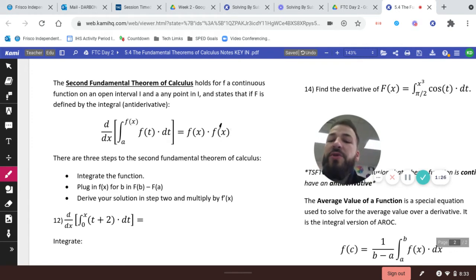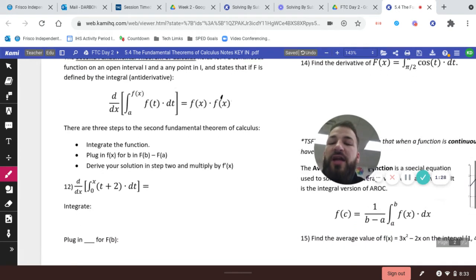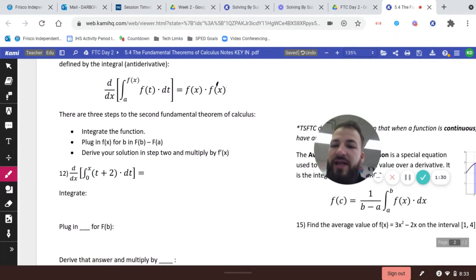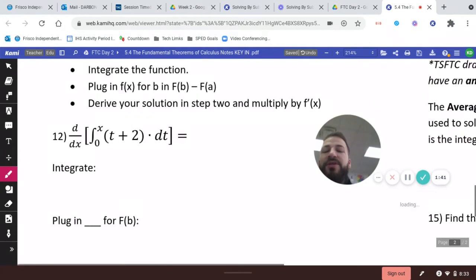All right, so there are three steps to the second fundamental theorem of calculus. We're going to integrate the function. We're going to plug in f of x for b in F of b minus F of a, and then we're going to derive. So really what it's telling us to do is to integrate and then derive. So we have the integral from 0 to x of t plus 2 dt. So the first thing we're going to do is we're going to integrate.